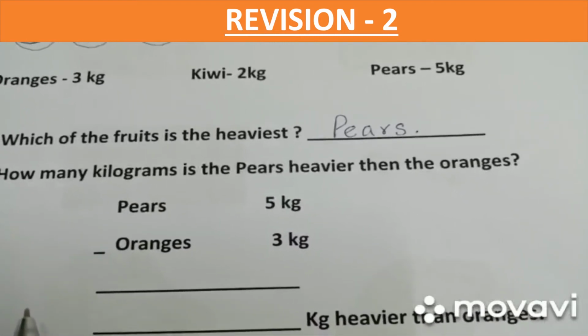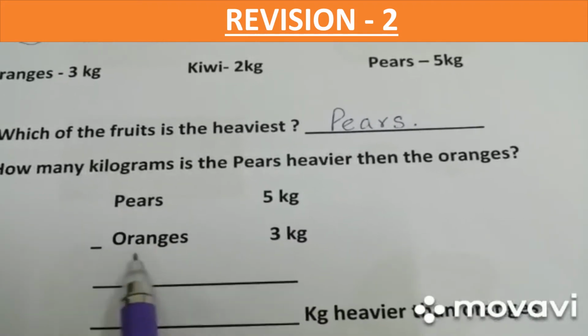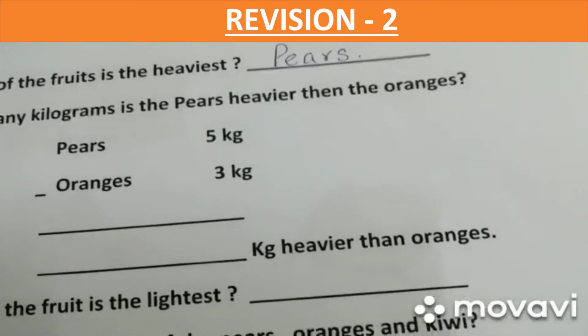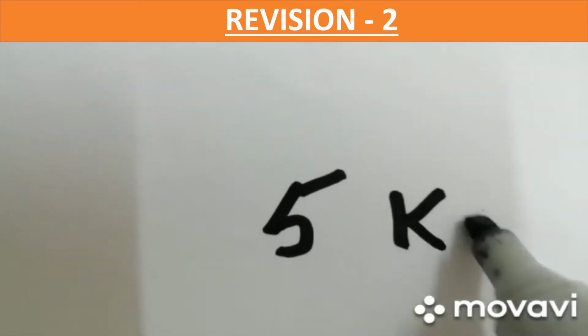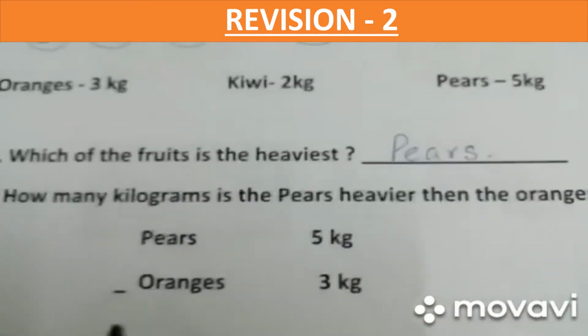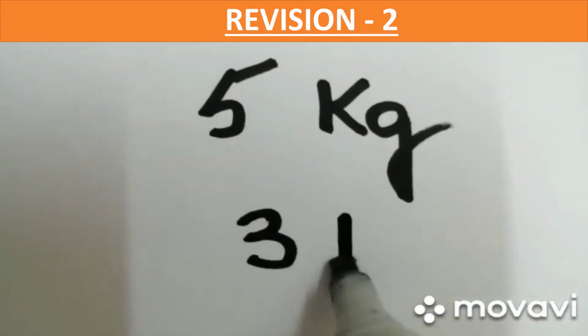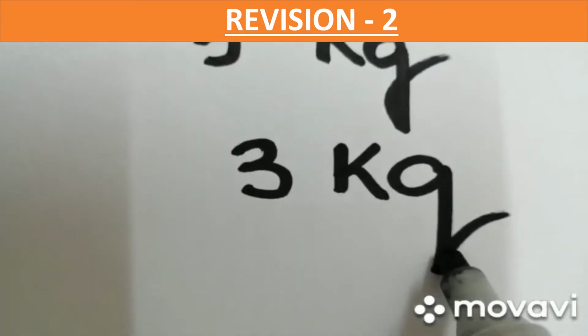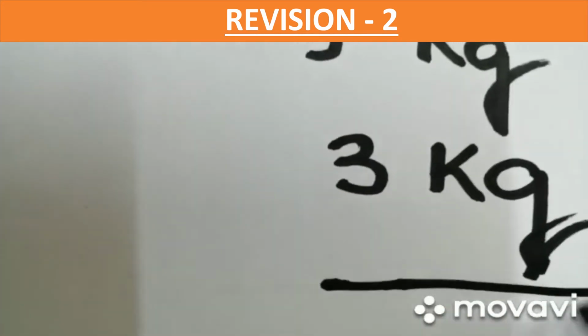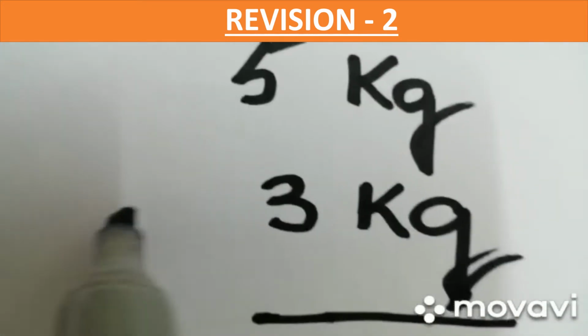Now you have to say how many kilograms is pears heavier than oranges. So how will we find the difference between two? Yes, we will do subtraction. Let me show you here. So pears is 5 kg. We will write here 5 kg. And what is the weight of oranges? 3 kg. Okay, so we will do subtraction.